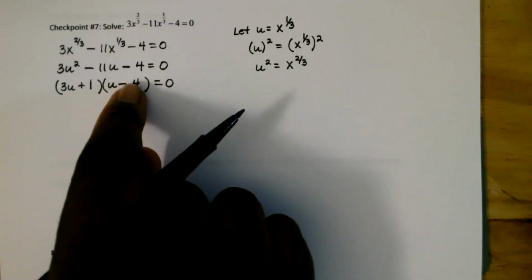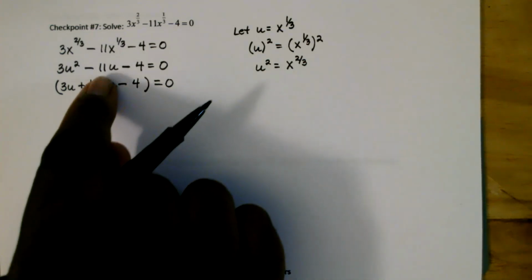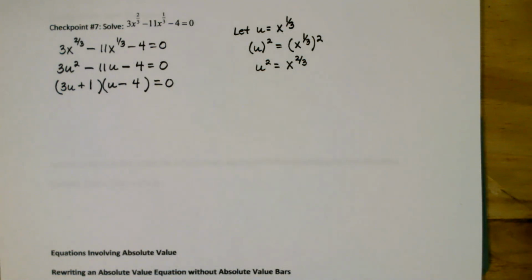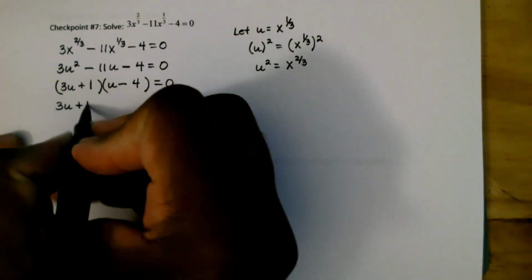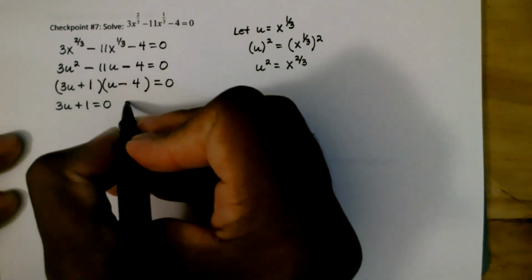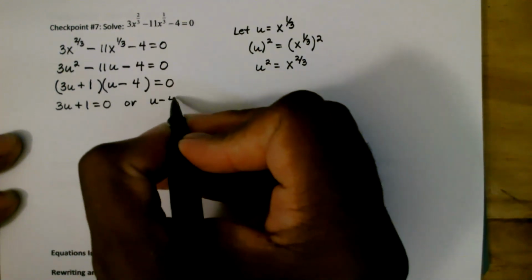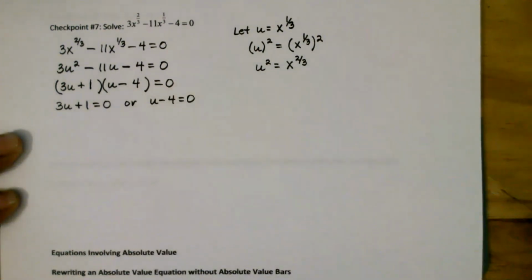In this case here, minus 12u plus 1u will be negative 11u. So I got 3u plus 1 times u minus 4 equal to 0. And then we set each binomial factor equal to 0. So in this case, I'll set 3u plus 1 to be equal to 0, or I'll have u minus 4 equal to 0.